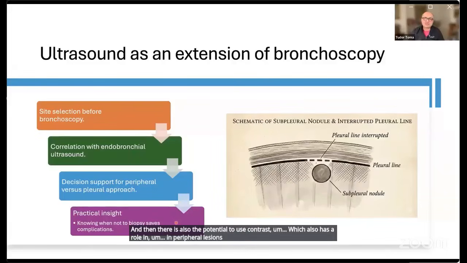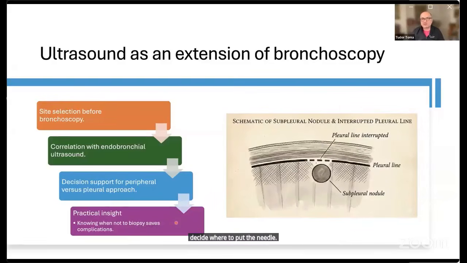And the contrast may help you decide where to put the needle, to avoid the necrotic areas. It can characterize a lesion as likely to be benign or likely to be malignant. And it may show up other lesions which might be smaller and still peripheral and helpful for the diagnosis.